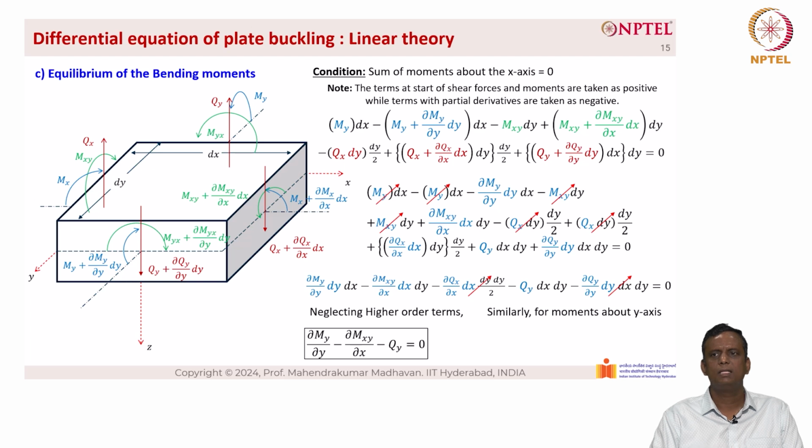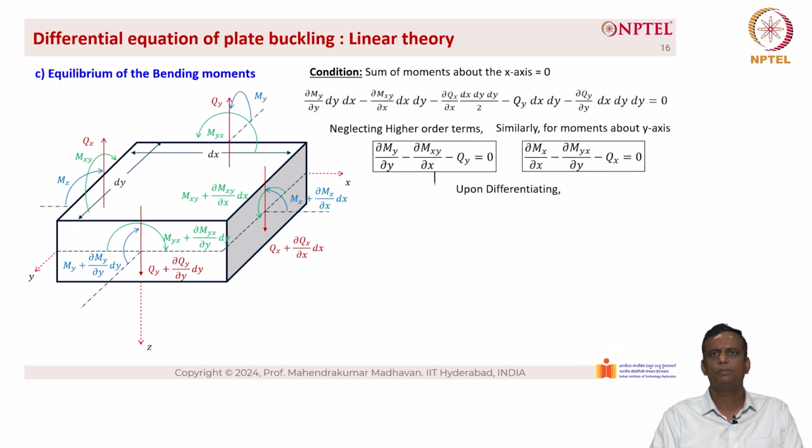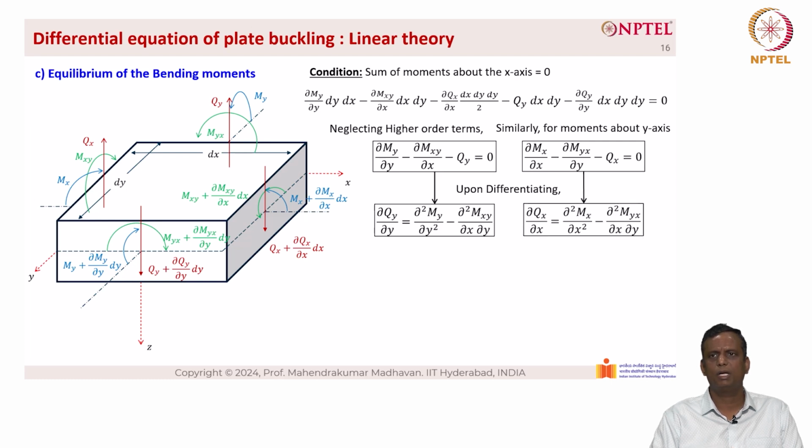to 0. Similarly, for moments about the y-axis, we have ∂Mx/∂x minus ∂Myx/∂y minus Qx is equal to 0. Upon differentiating, we have ∂Qy/∂y equal to ∂²My/∂y² minus ∂²Mxy/∂x∂y. The next term is ∂Qx/∂x equal to ∂²Mx/∂x² minus ∂²Myx/∂x∂y.